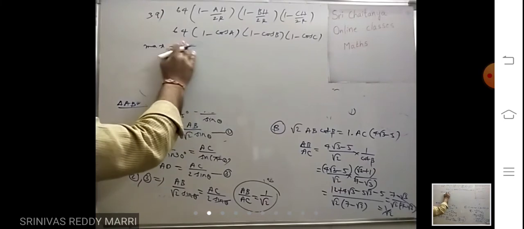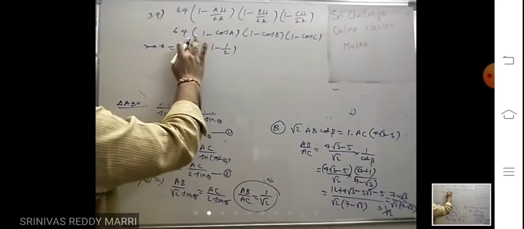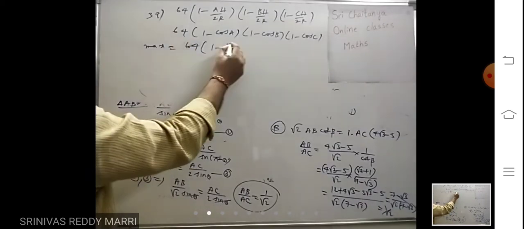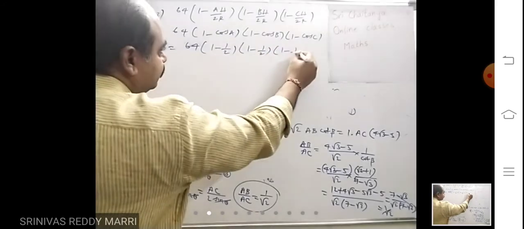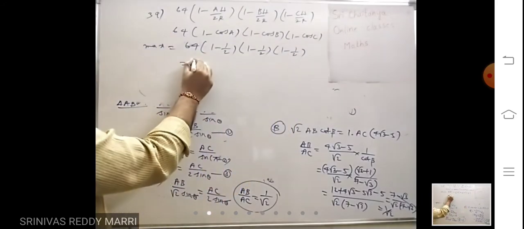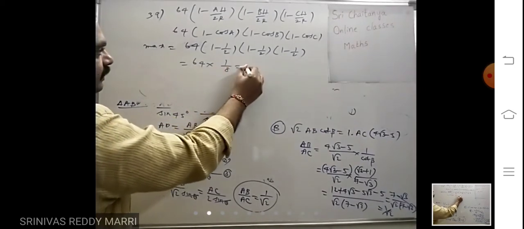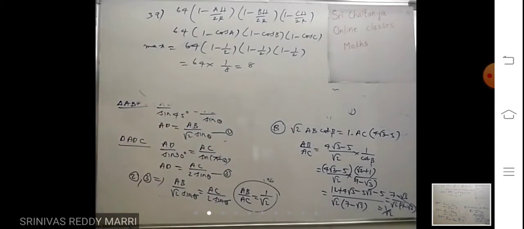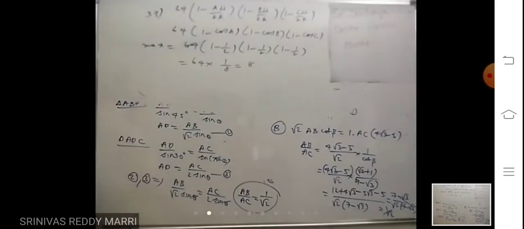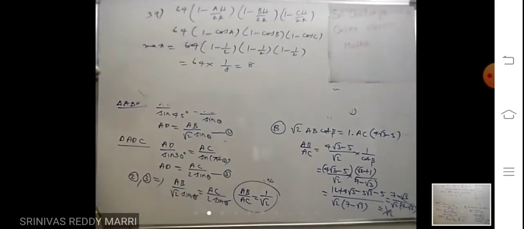Maximum equals 64 into (1 minus 1 by 2), since the maximum will be in an equilateral triangle. So 1 minus 1 by 2, 1 minus 1 by 2. 64 into 1 by 8. This is 8. I have told you already, whenever it is given maximum, it means an equilateral triangle. This is one method. Directly I have substituted A equal 60, B equal 60, C equal 60.